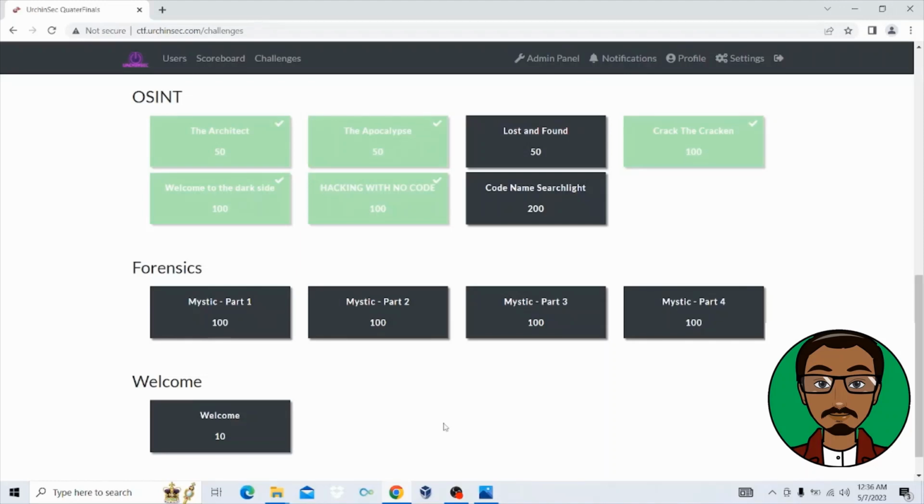The next challenge that you're supposed to solve in this category is the codename SearchLight. And actually, this is the last challenge that we're gonna solve. So, let's solve this challenge.